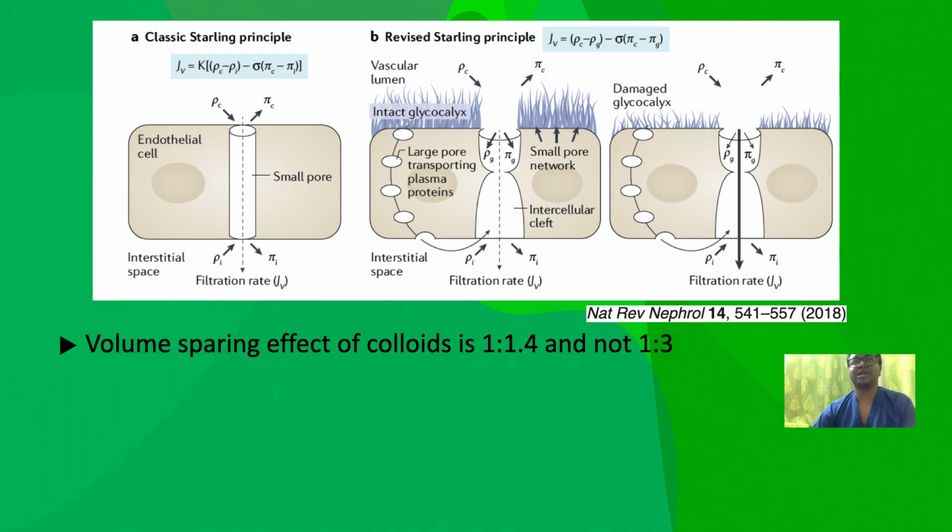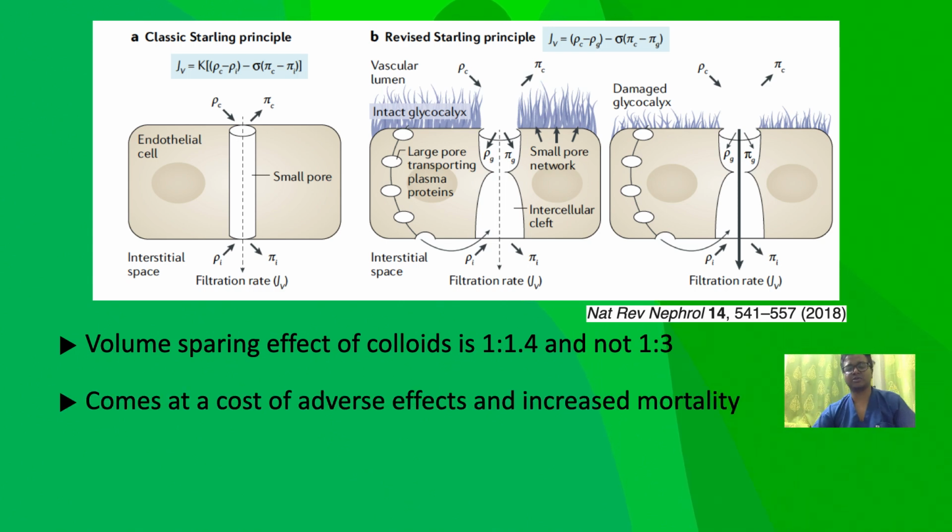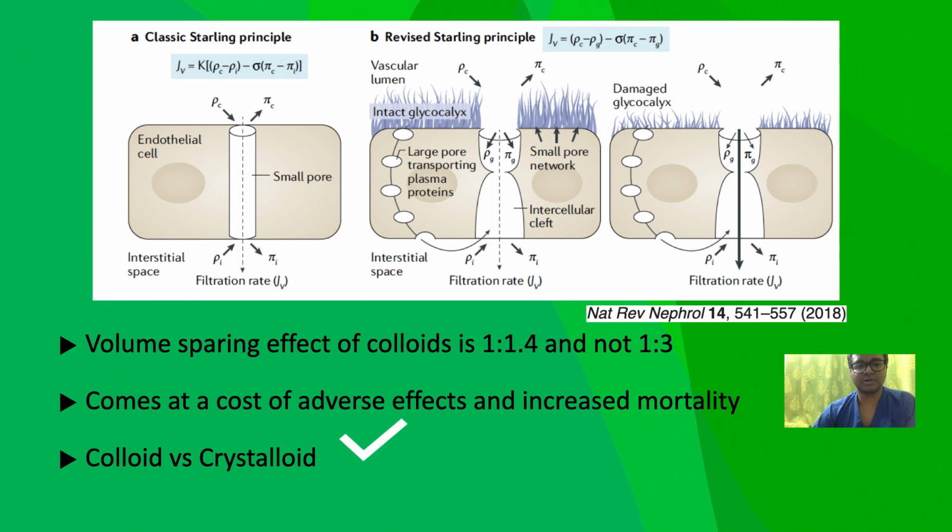In the past, people thought that if we are giving 1 liter of colloid to restore intravascular volume, to restore the same amount, we must give around 3 times the crystalloid volume. This is not the reality. In reality, 1 liter of colloid is just around 1.4 liters of crystalloids. And thus, the volume sparing effect of colloid is much less than we used to think. And this is coming at a cost of increasing the adverse effect and increasing mortality. And of course, we are not ready to accept anything that increases adverse effects and mortality. And hence, between colloids and crystalloids, we shall always choose crystalloids as the resuscitation fluid of choice.